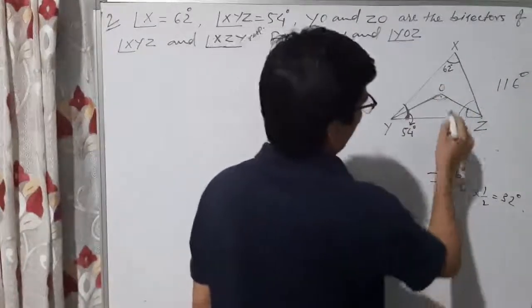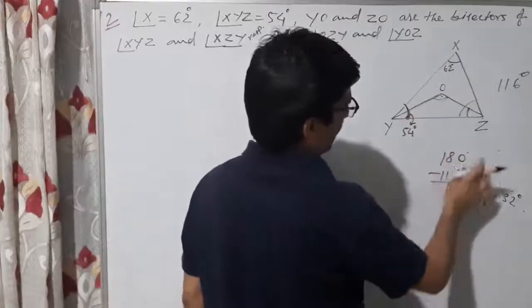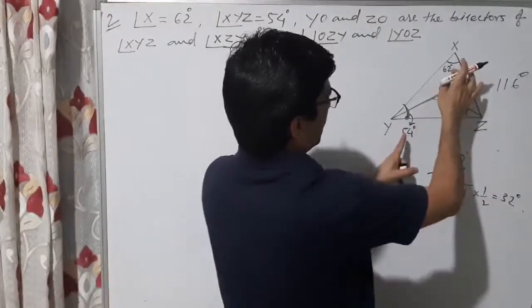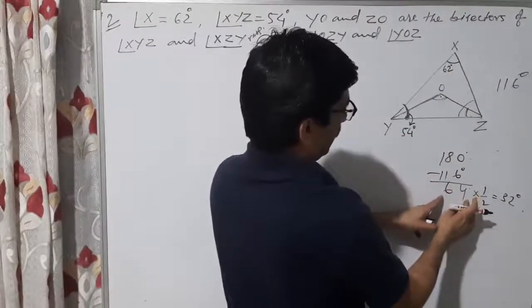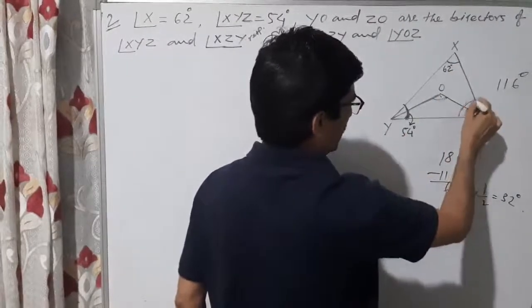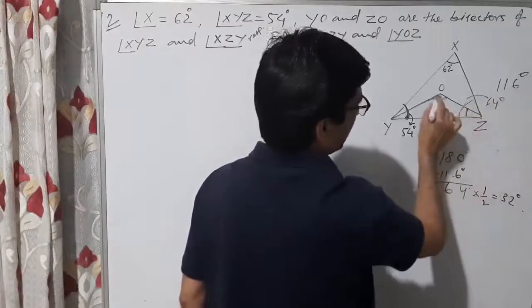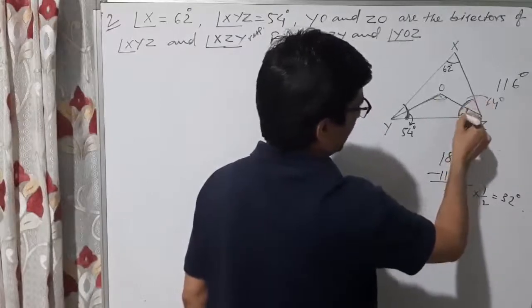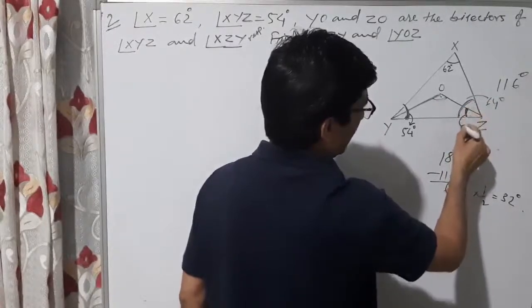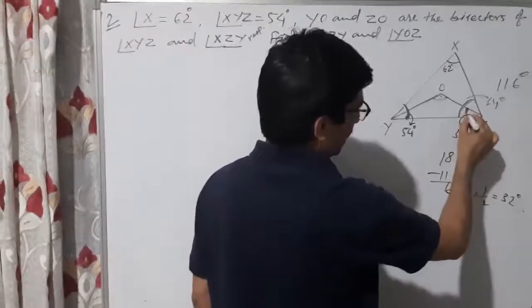You check. Total is 180 degrees, angle sum property from XYZ. So from 180 degrees, if you subtract the sum of 62 and 54, which is 116 degrees, we get 64. That means the whole Z will be 64 degrees. Then since OZ bisects this whole angle, it is the bisector of the angle, that's why this angle will be 32 degrees.